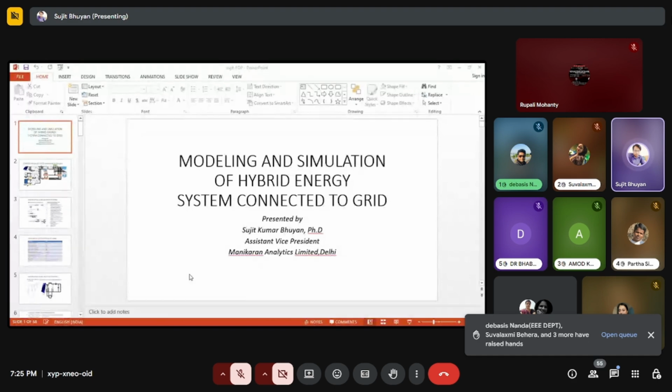So first of all, we go to the topic I have been assigned: modeling and simulation of a hybrid energy system connected to the grid. In the hybrid energy system, I have taken first the solar energy system, then the battery energy system, then the hydrogen energy system. I have taken three types of energy systems, and I will also give some idea about wind energy.